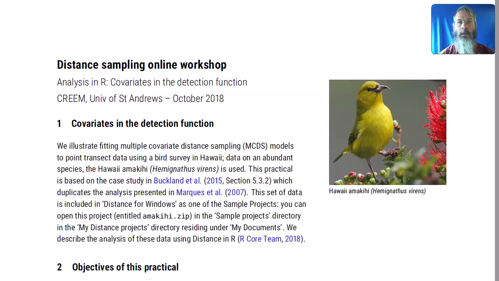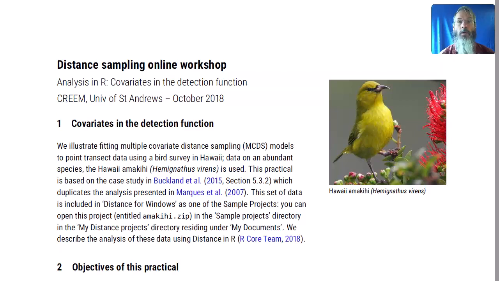This exercise is based around the amakihi dataset that was described in a paper published by Tiago Marques and his associates in 2007, and the analysis reappears in Buckland et al. 2015, Distance Sampling Methods and Applications book, as one of the case studies.